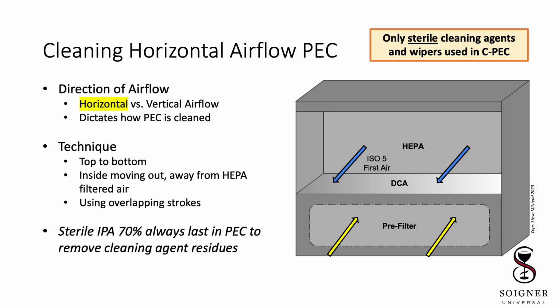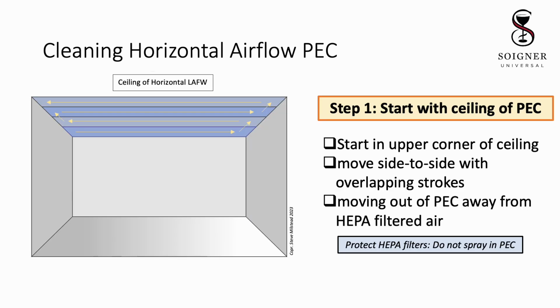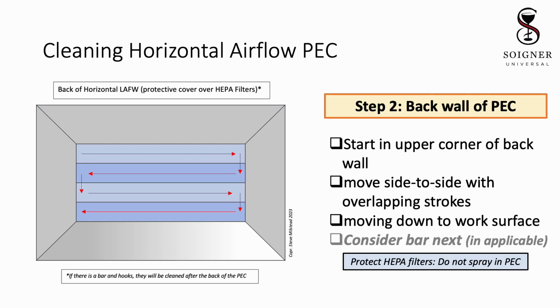Then, sterile IPA 70% will be used in the same fashion to remove residues left behind by the cleaning and disinfecting agents. As an example, start at the back corner of the ceiling and move side to side using overlapping strokes and moving outward away from HEPA-filtered air. Then, with a new saturated wiper, clean the covering over the HEPA filter.